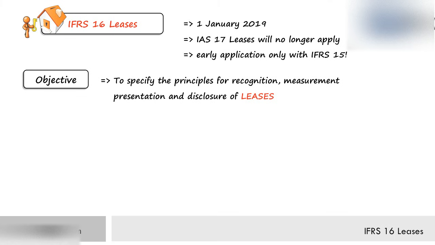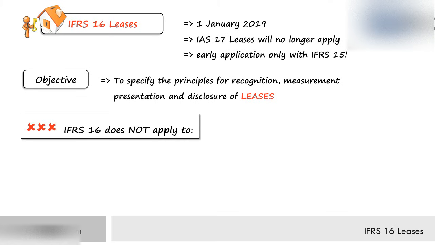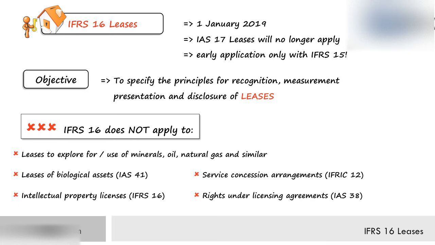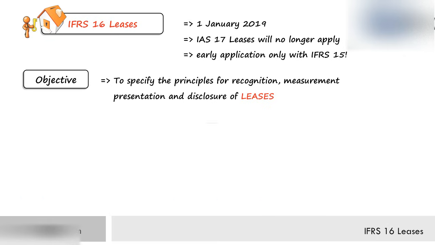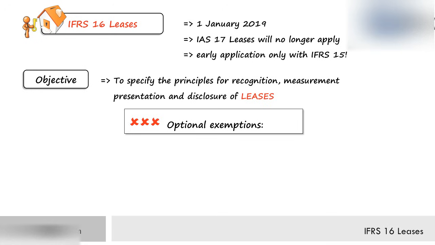And before we start explaining them, let me show you a few scope exceptions. So IFRS 16 does not apply to various types of arrangements as shown here. For these types of arrangements, IFRS 16 cannot be applied, but there are two optional exemptions, so you can choose whether you apply these exemptions or not, and they relate to these two types of leases.